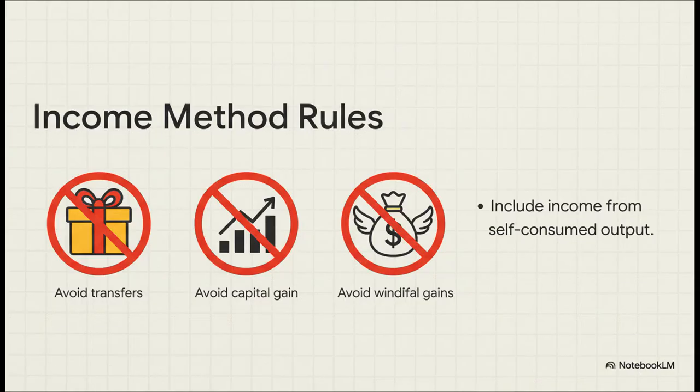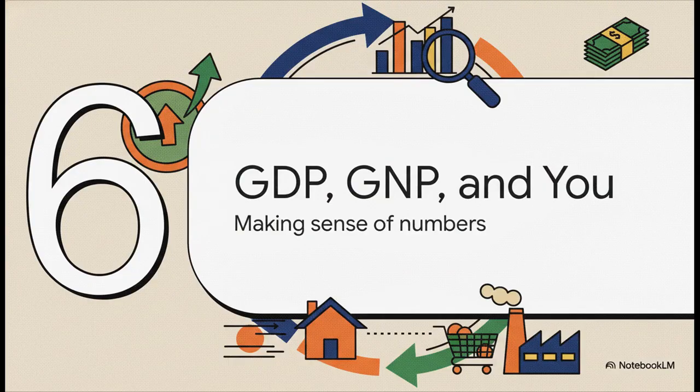And again, the key here is to only count income that comes from a productive activity. So that means things like gifts, lottery winnings, or the profit you make from selling stocks. All of that is excluded. Those are just transfers of wealth that already existed, not the creation of new income. Okay, so whether we measure what's made, what's spent, or what's earned, we should get the same number. That number is gross domestic product, or GDP.